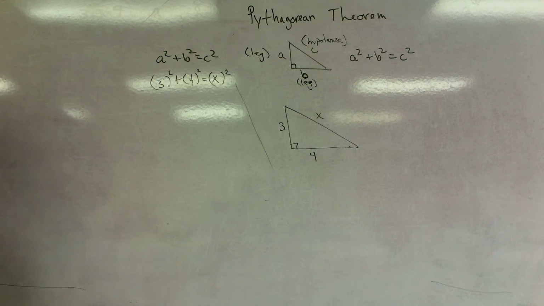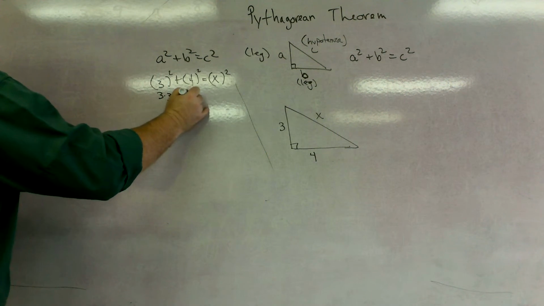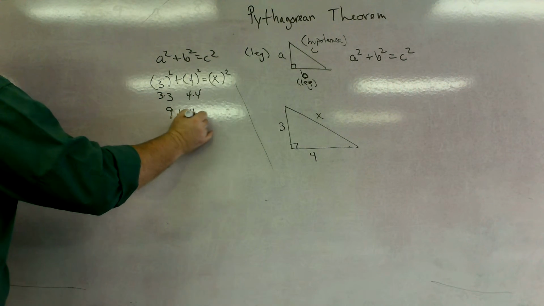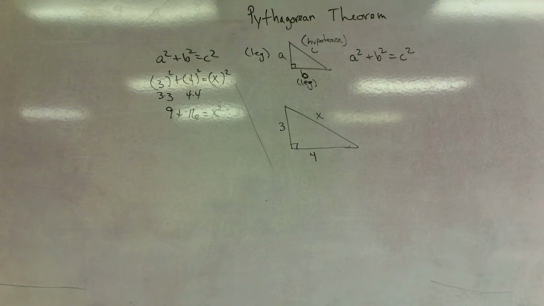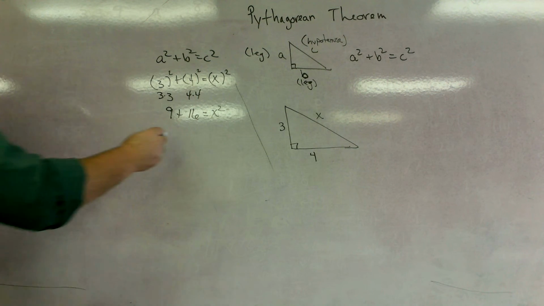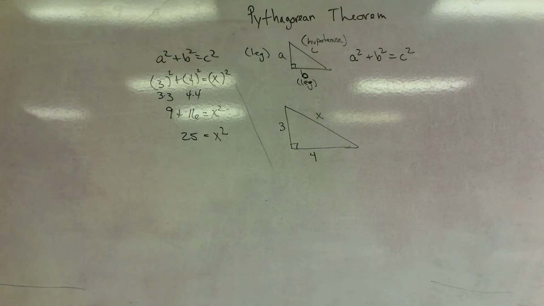3 squared is 3 times 3, and 3 times 3 is 9. 4 squared is 4 times 4, 4 times 4 is 16, and x squared is just x squared. Okay, so the problem tells us now to add 9 plus 16, and 9 plus 16 is 25, and so now we get down to x squared equals 25.